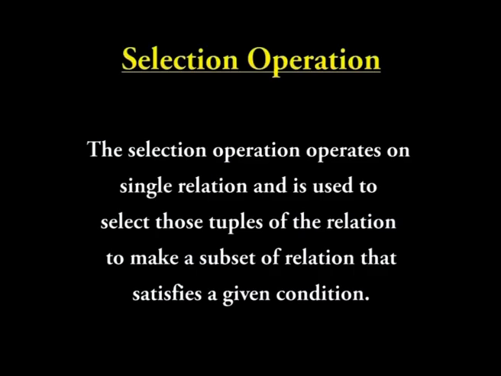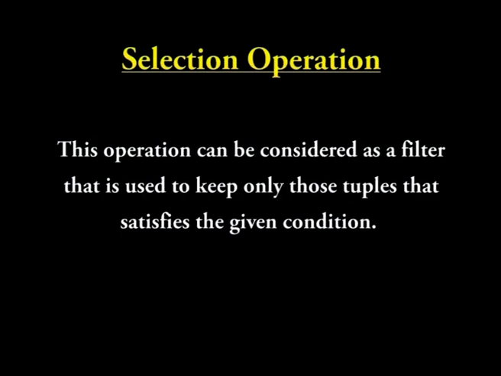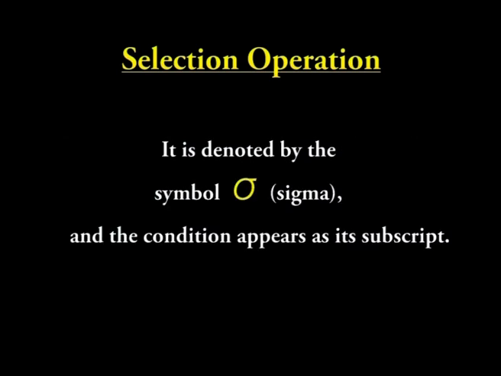The selection operation operates on a single relation and is used to select those tuples of the relation to make a subset of the relation that satisfies a given condition. This operation can be considered as a filter that is used to keep only those tuples that satisfy the given condition. It is denoted by the symbol sigma as shown, and the condition appears as its subscript.